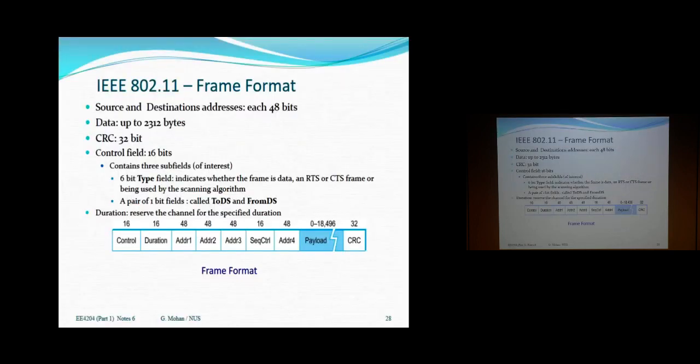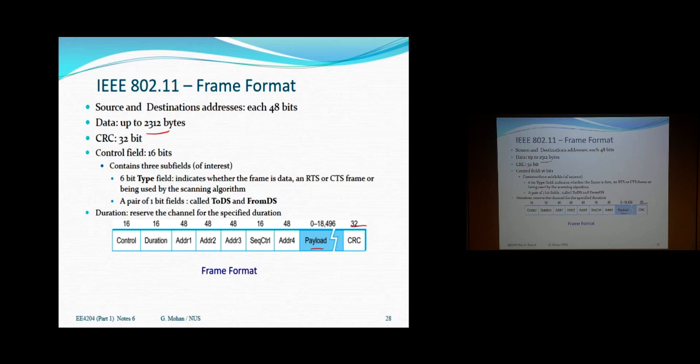Okay, let's move on to the frame format. The last 32 bits are CRC bits used for error detection. Usually every link layer protocol has a CRC to detect errors. Look at this payload. It supports 2312 bytes. I also don't know how they arrived at this number. Ethernet is 1500, easy to remember, but here the data can be up to 2312.